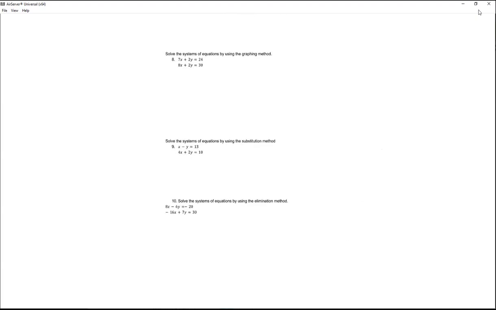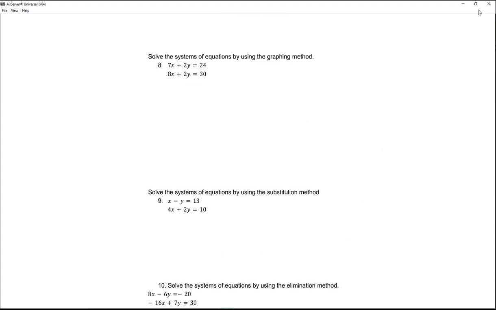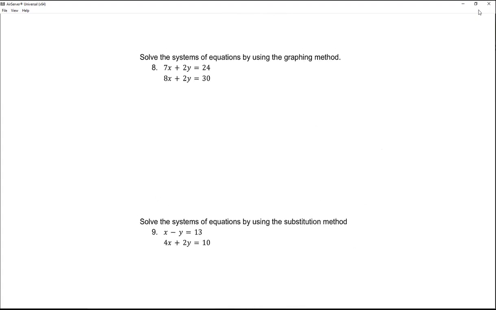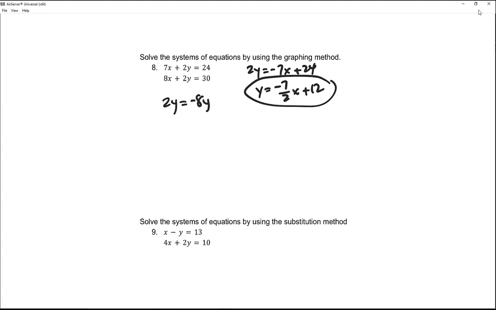So number 8, solve the system by graphing. You just have to plug it in. You have to put it in slope-intercept form. So there we go. 2y is equal to negative 7x plus 24. Y is equal to negative 7 over 2x plus 12. And then that's one equation. The second equation is 2y is equal to negative 8x plus 30, divided by 2. Y is equal to negative 4x plus 15.